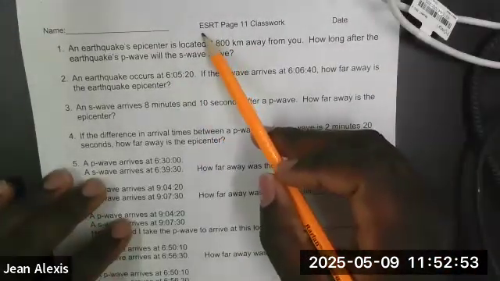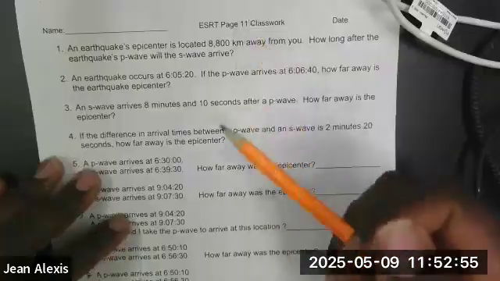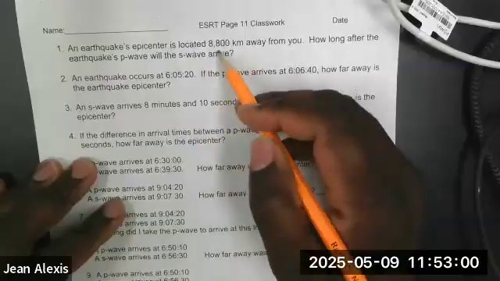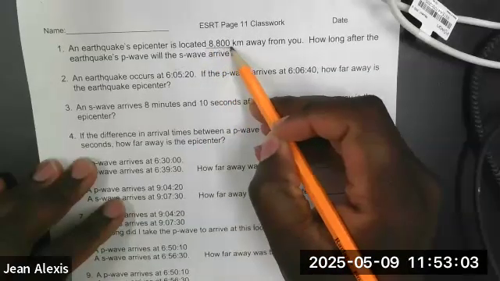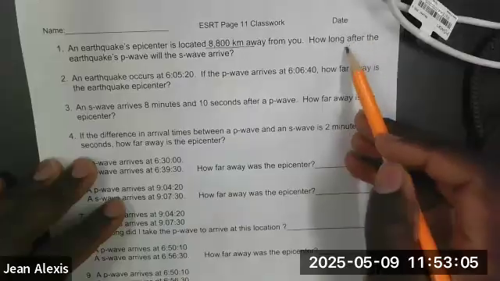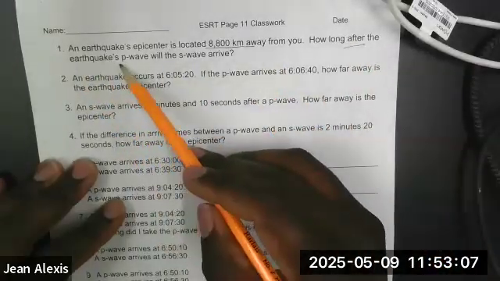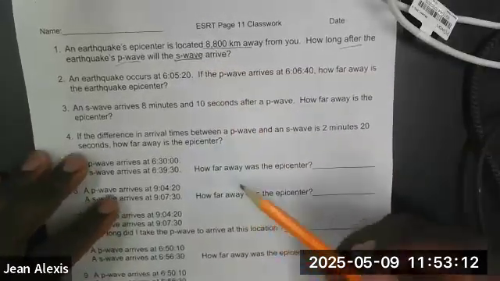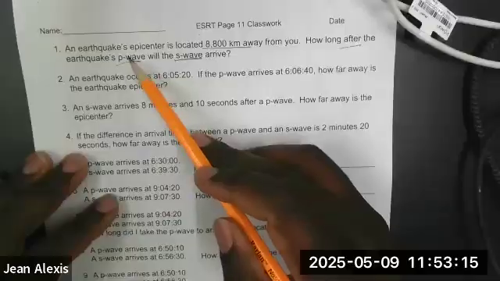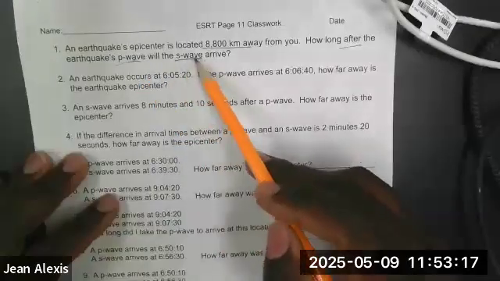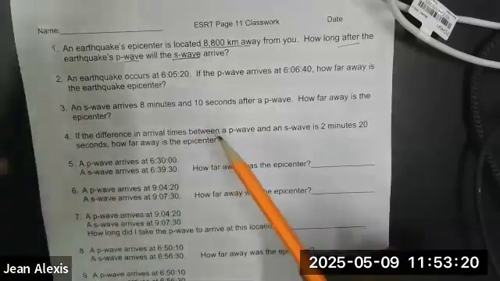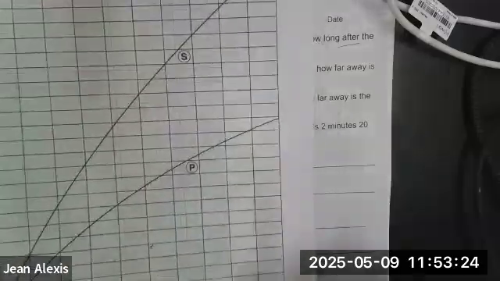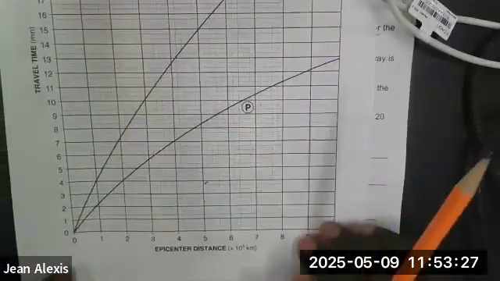So we're looking at our ESRT page 11 classwork. I'm going to start with number one. An earthquake's epicenter is located 8,800 kilometers away from you. How long after the earthquake's P wave will the S wave arrive? Once we find the time for the P wave, how long after will the S wave arrive? For a question like this, we're going to look at page 11 of the reference tables.